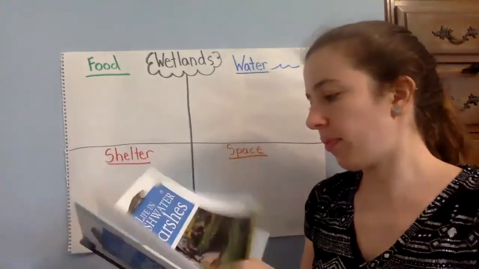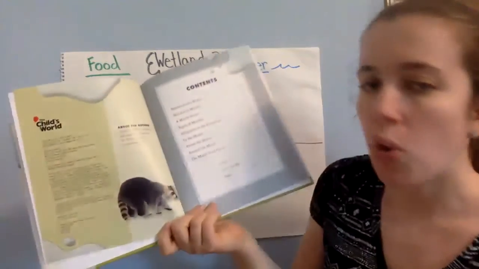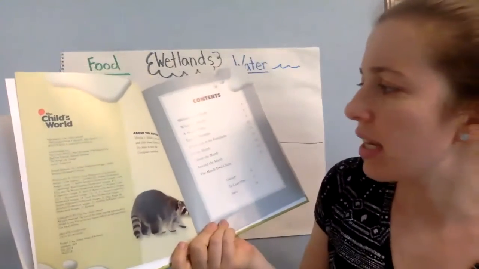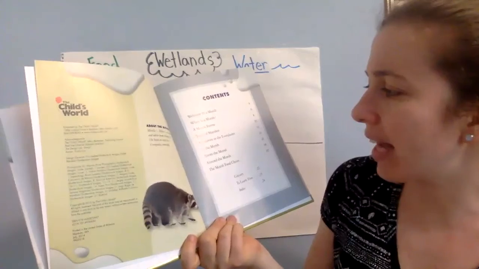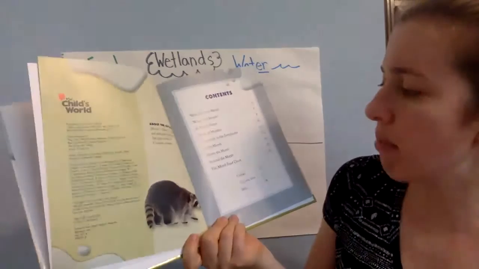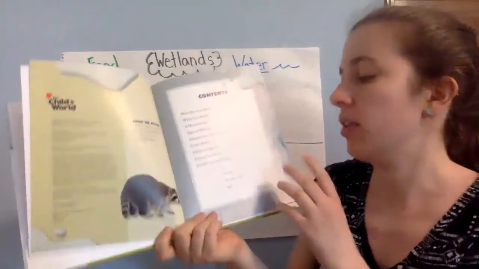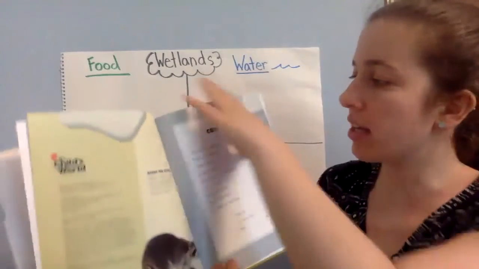Okay. Table of contents. Welcome to a marsh. What is a marsh? A marsh forms. Types of marshes. Alligators in the Everglades. In the marsh, above the marsh, around the marsh, food chain. And there's a glossary and an index in the back.